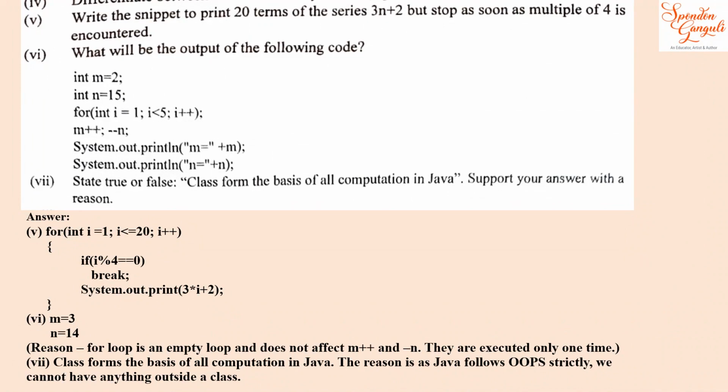You can see here in the for loop, there is a semicolon. Thus, it makes the for loop an empty loop. Hence, that does not affect m++ and n--. They will be executed only one time. So m increments to 3 and n decrements to 14.